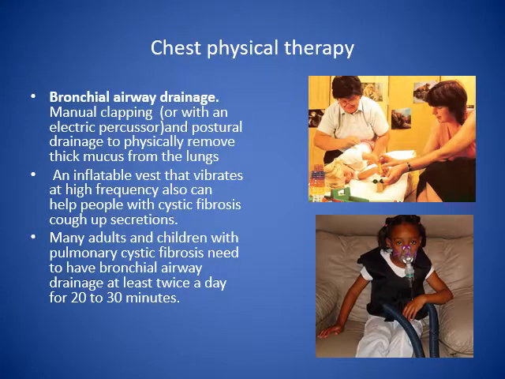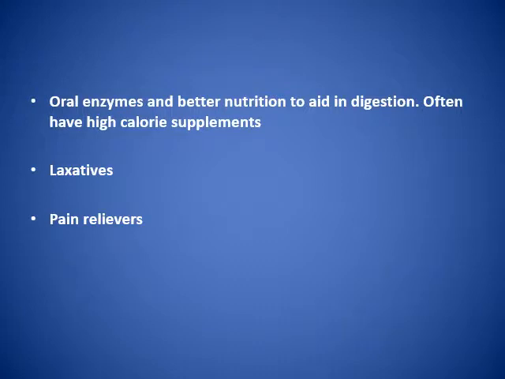Bronchodilators are often used in patients with cystic fibrosis. So here are some images of chest PT. An older child will probably have a prescription and go home with a chest vest, which will provide chest PT a couple of times a day for them. They'll need that. Again, oral enzymes and better nutrition to aid in digestion, higher calorie supplements. Some children will be prone to constipation, so have a good bowel regime if needed.